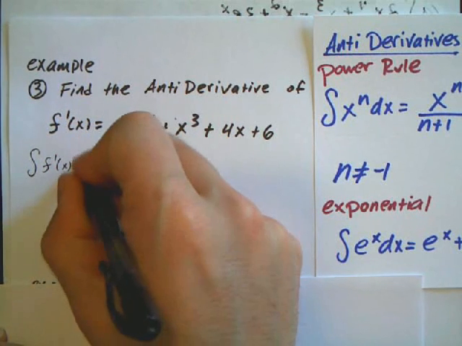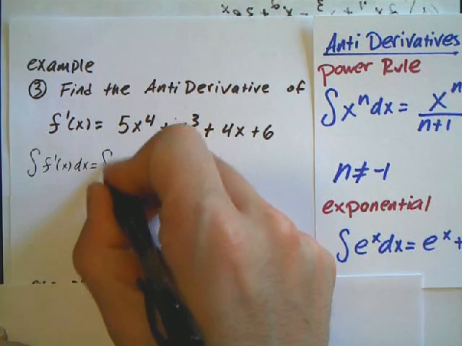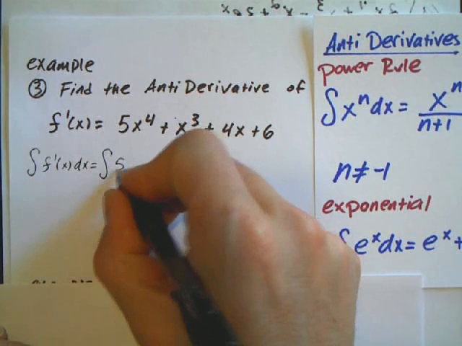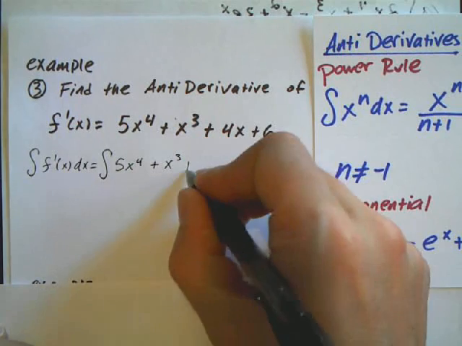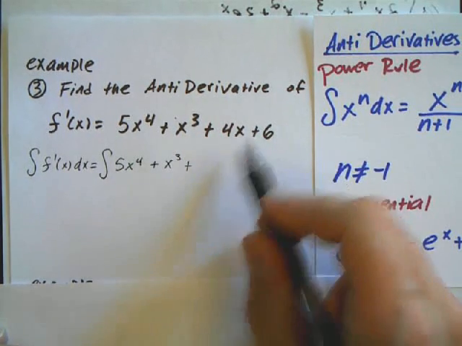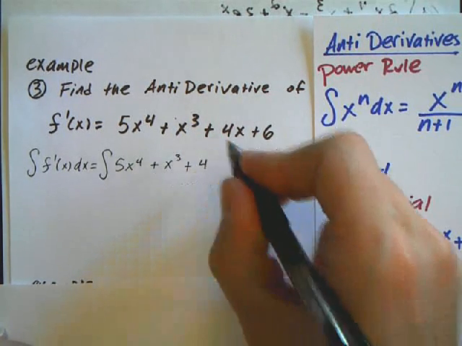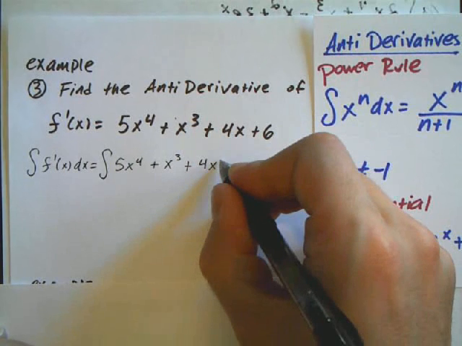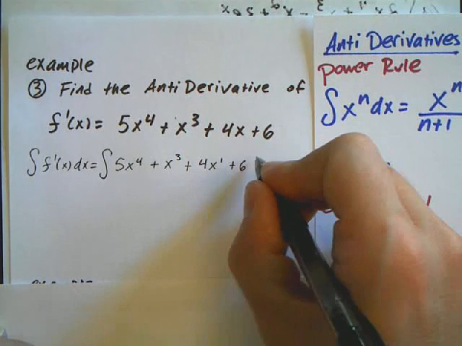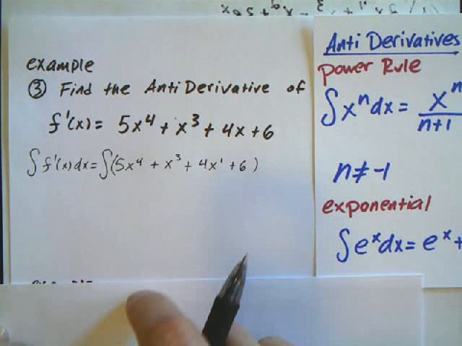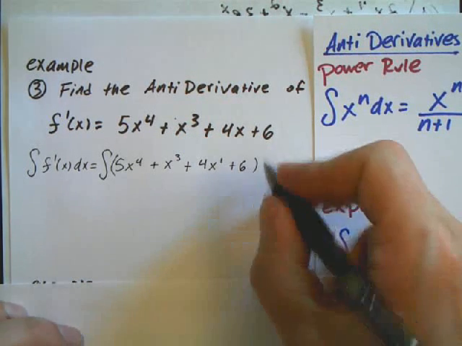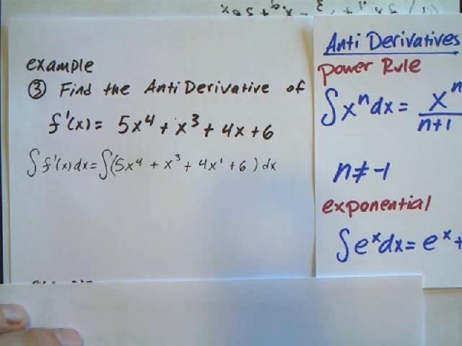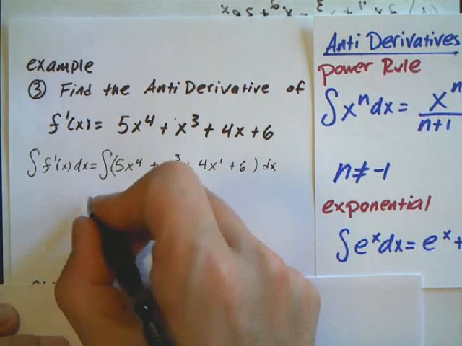f prime dx is going to be the integral of 5x to the 4th plus x to the 3rd plus, and sort of like when we were doing derivatives, I want to be able to see what exponent this is, so it's going to be x to the 1st power plus 6, and the variable that I'm taking the antiderivative of is dx. Alright, I'm going to go ahead and take the power rule.